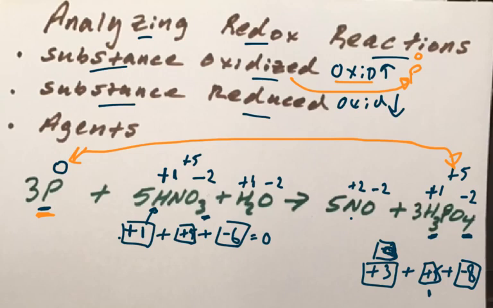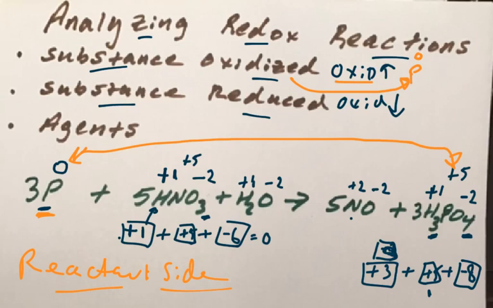The substance oxidized, the substance reduced, there will always be on the reactant side. Also the agents, guys, so make a note of that. Substance oxidized, substance reduced, always on the reactant side. Okay, so who got reduced? Whose number went down?